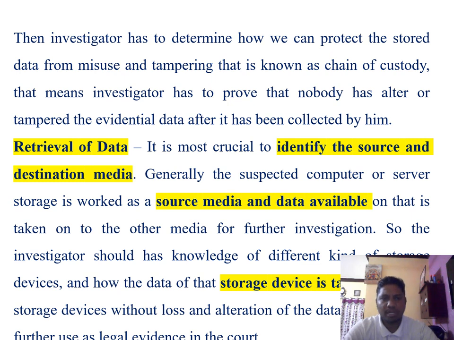The next one is the retrieval of the data. It is most crucial to identify the source and destination media. Generally the suspect computer or server storage works as the source media, and the data available is taken onto other media for further investigation. The investigators should have knowledge of different kinds of storage devices and how to copy the data to them without loss or alteration of the data, for further use as legal evidence in court.